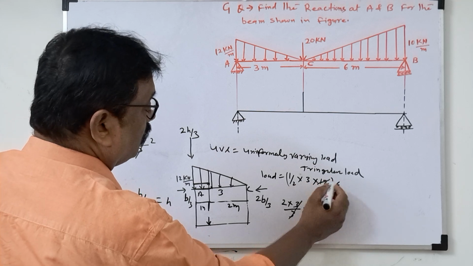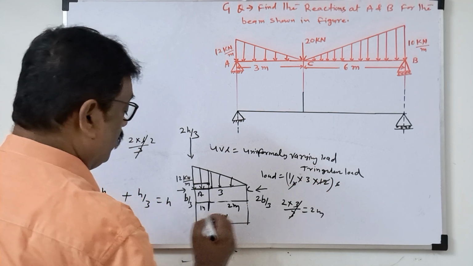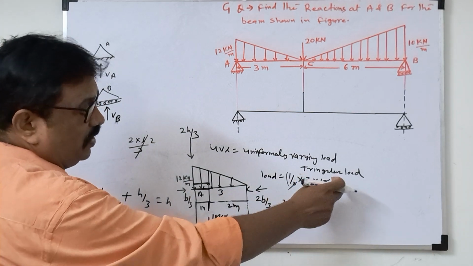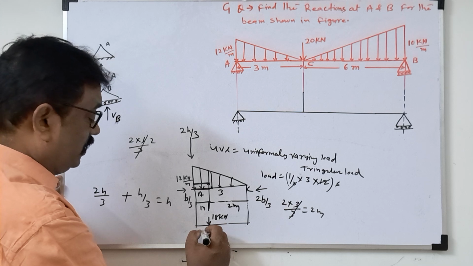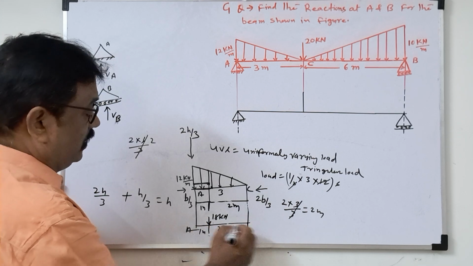6. So 18 kilonewton now. 18 kilonewton. 12 kilonewton meter into meter kilonewton. So 18 kilonewton. What is the distance? 1 meter. This distance is 2 meter. This is point A. This is C.